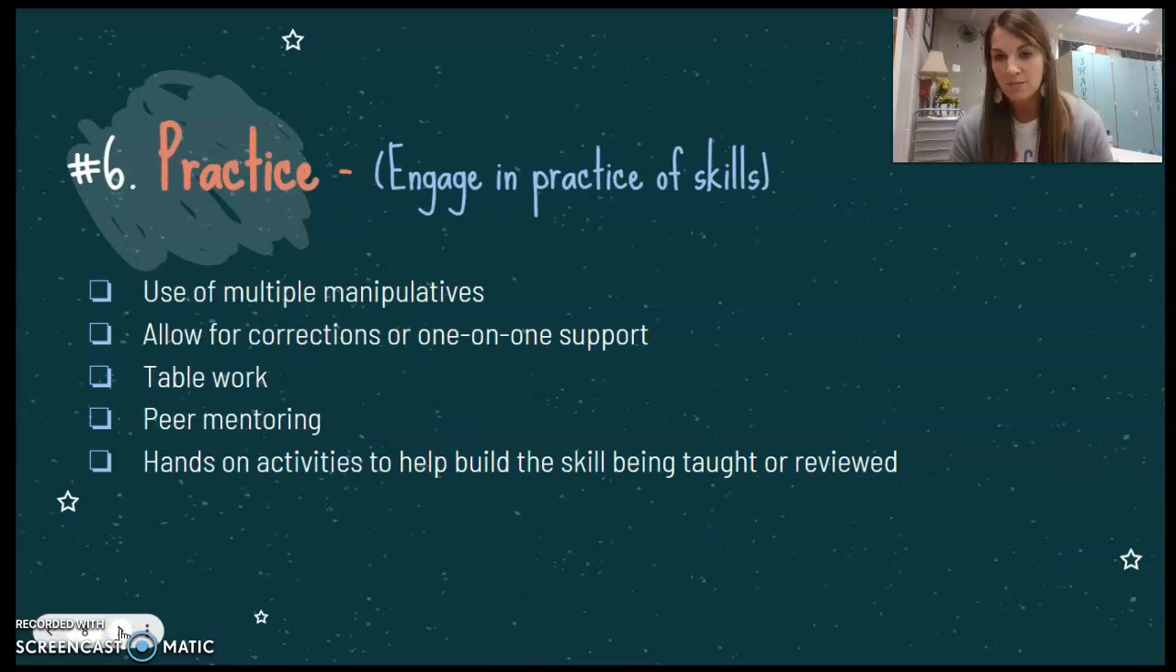Practice. Engage in practice of the skills. For us, we use a lot of manipulatives, allowing those students to utilize the hands-on, allow for corrections and one-on-one support, make the time for that. Table work, that's also just group settings. I'm big on peer mentoring. Allow those students to work together, help one another. Sometimes students learn best from a peer. And then hands-on activities to help build the skill being taught or reviewed. Sometimes they just have to have something in their hands to help understand what it is that we are trying to get across to them.